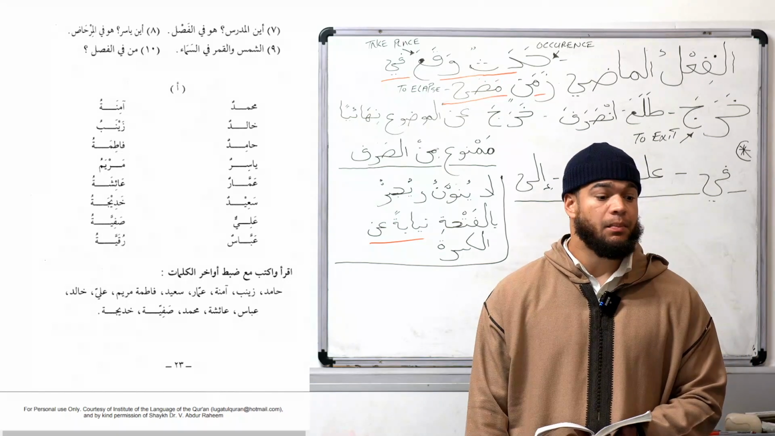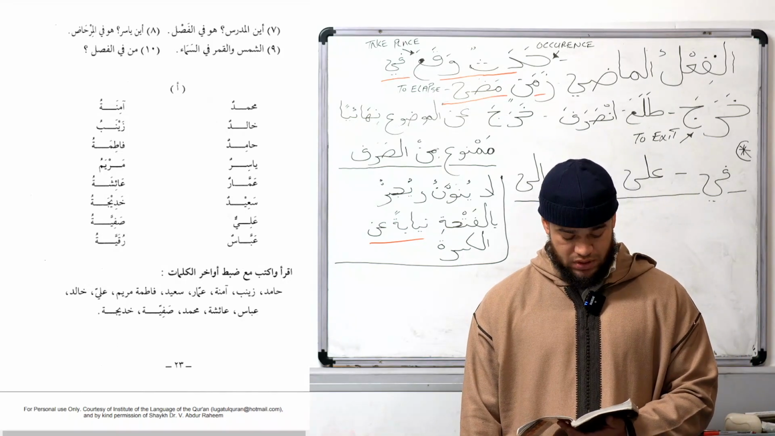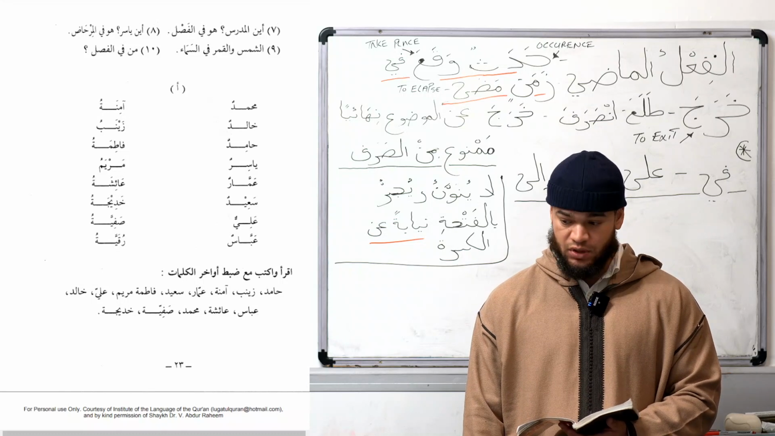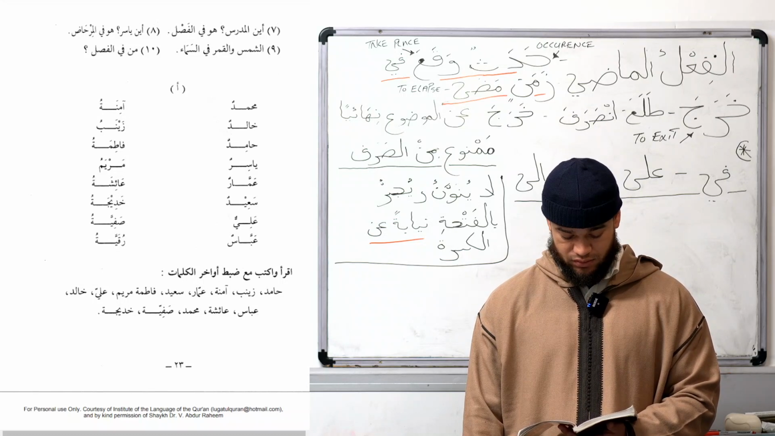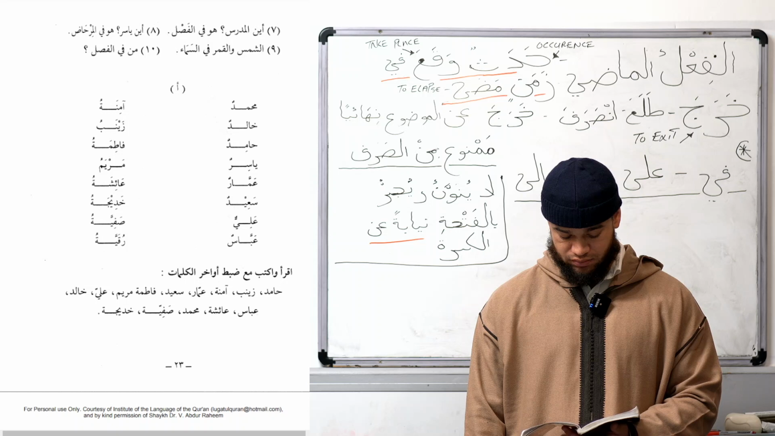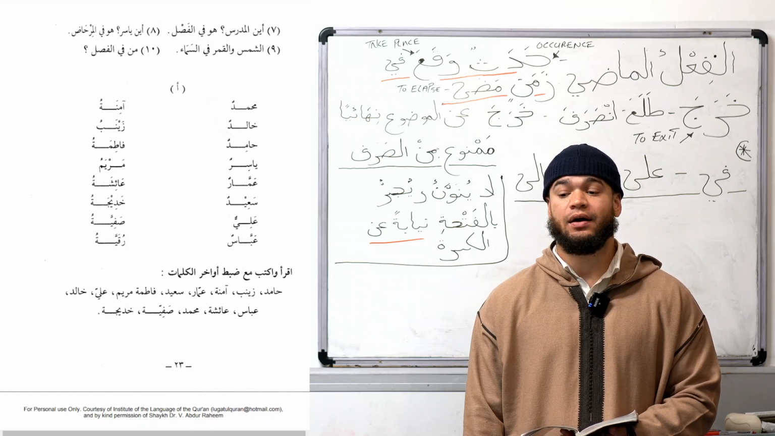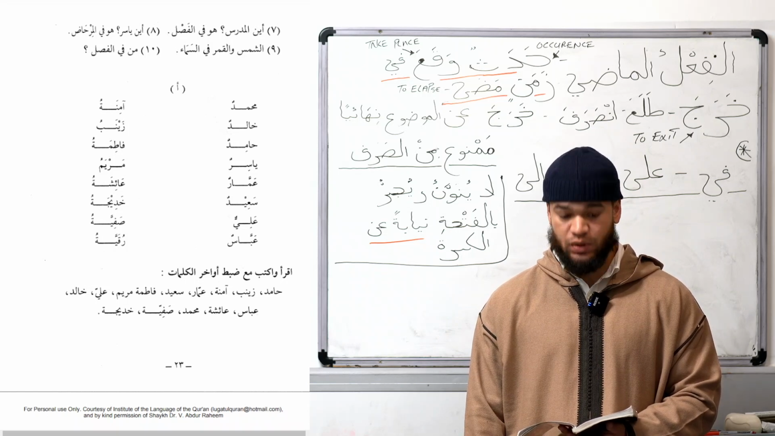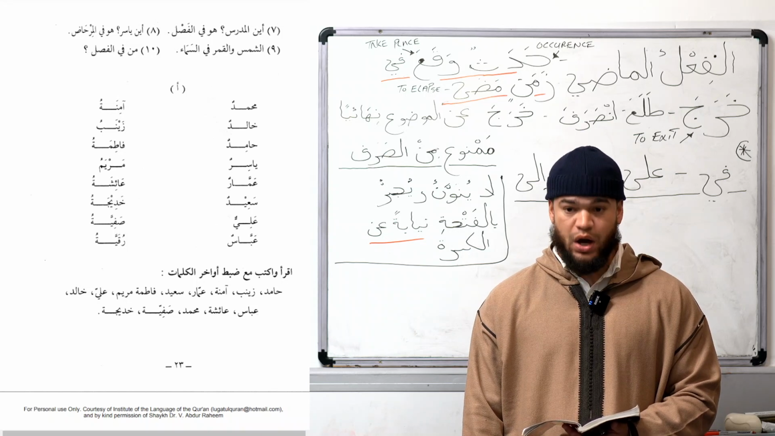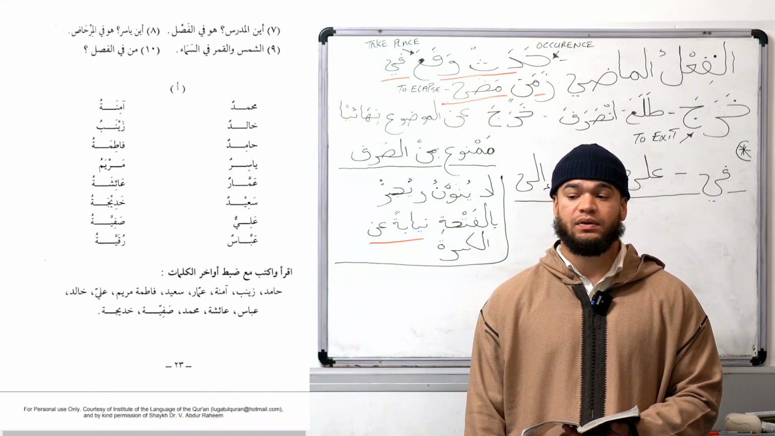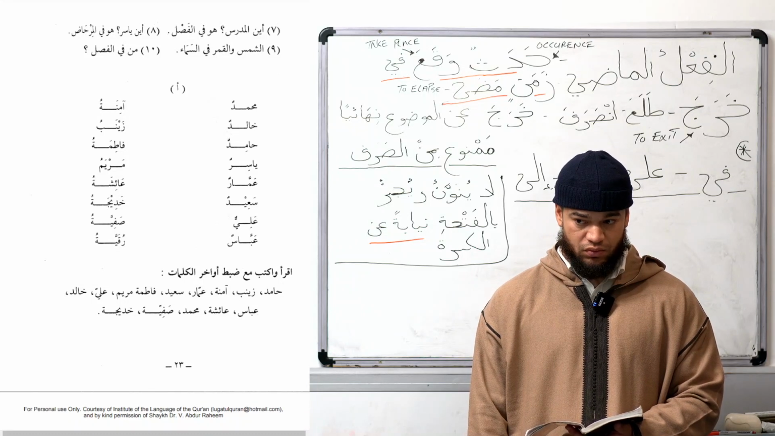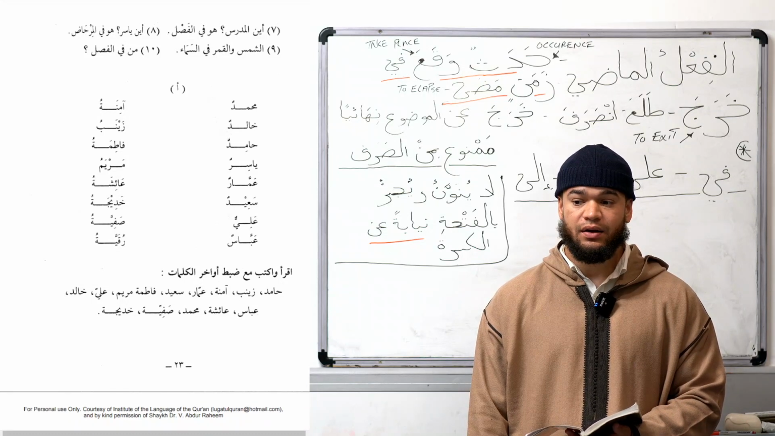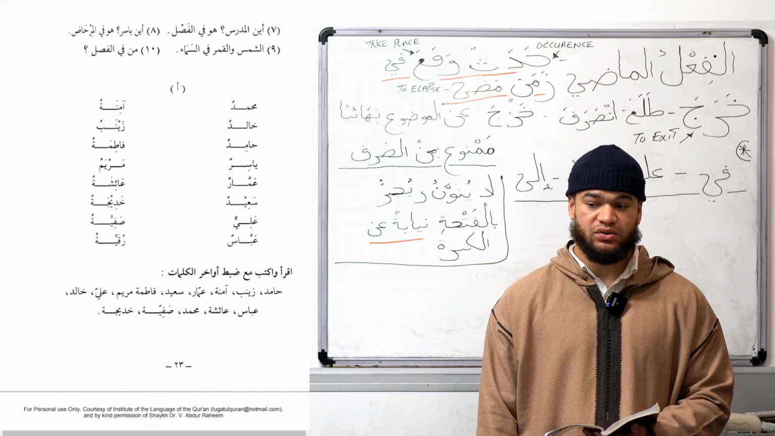Maria. Maryamu. Aliyun. Khalidun. Abbasun. Aisha. Aisha too, well done. Muhammadun. Safiya. Safiya too. Khadija. Khadija too, because it's a female name.